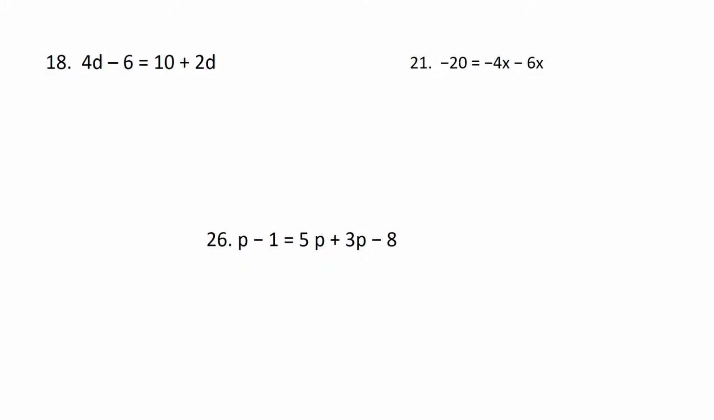In this video, we're going to walk through problems number 18, 21, and 26 from the worksheet that deals with easing into solving linear equations. Let's do 18. 4d minus 6 equals 10 plus 2d.